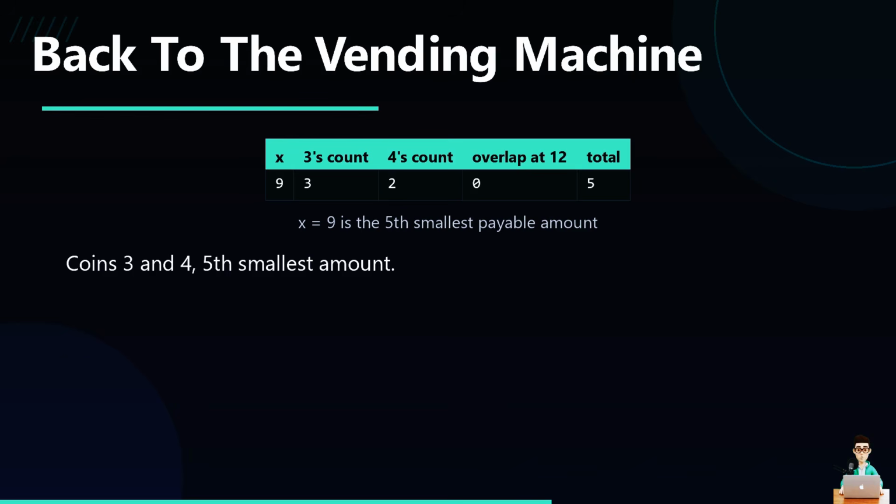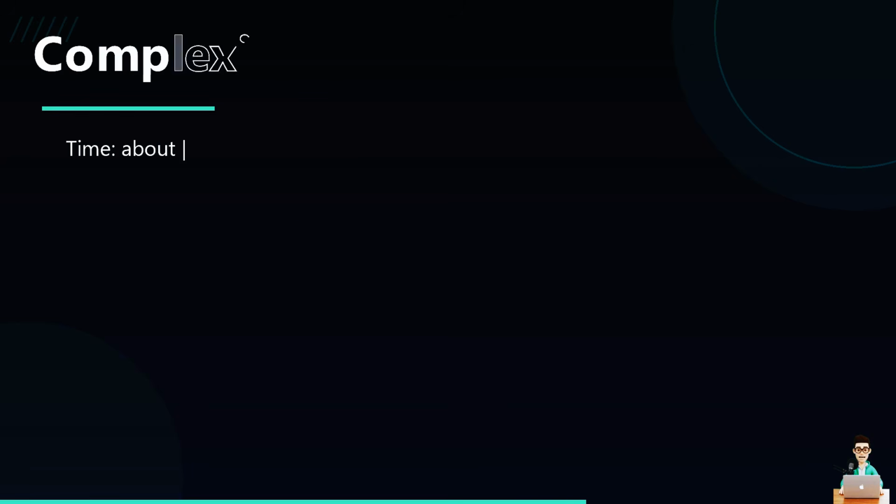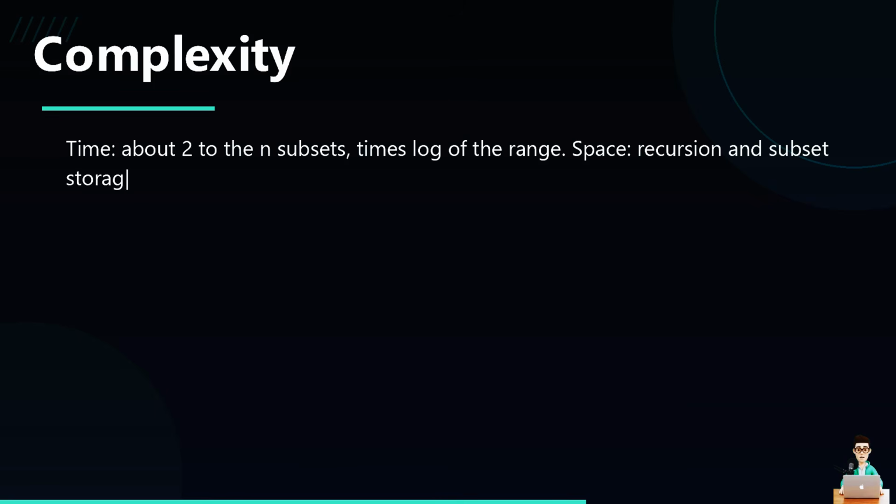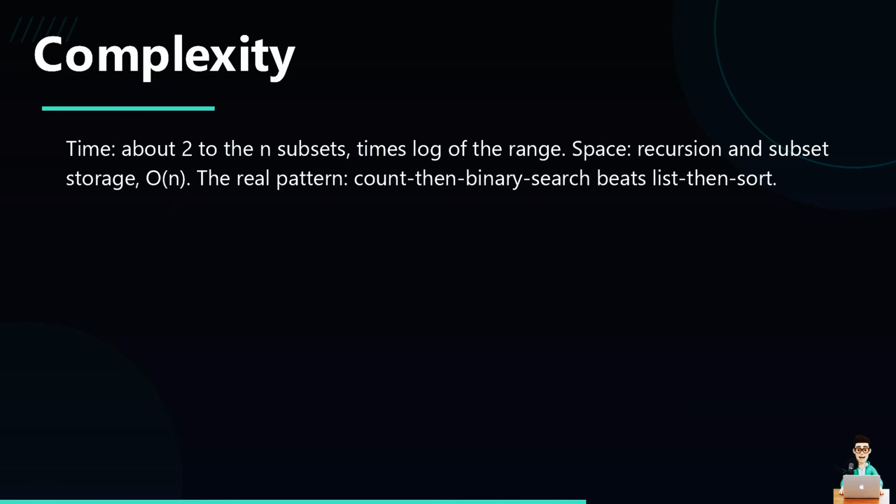Time is roughly 2 to the power of the number of coins for every subset, times about 40 binary search steps for the range. Space stays small, just proportional to the number of coins.